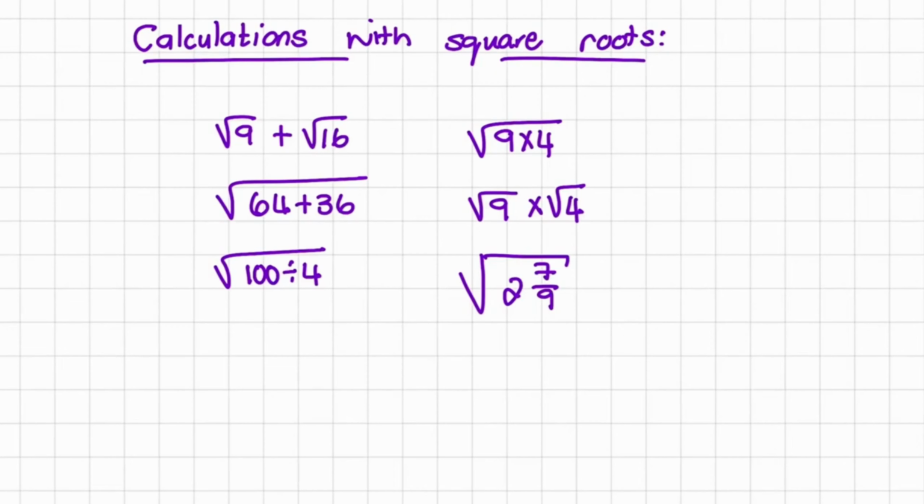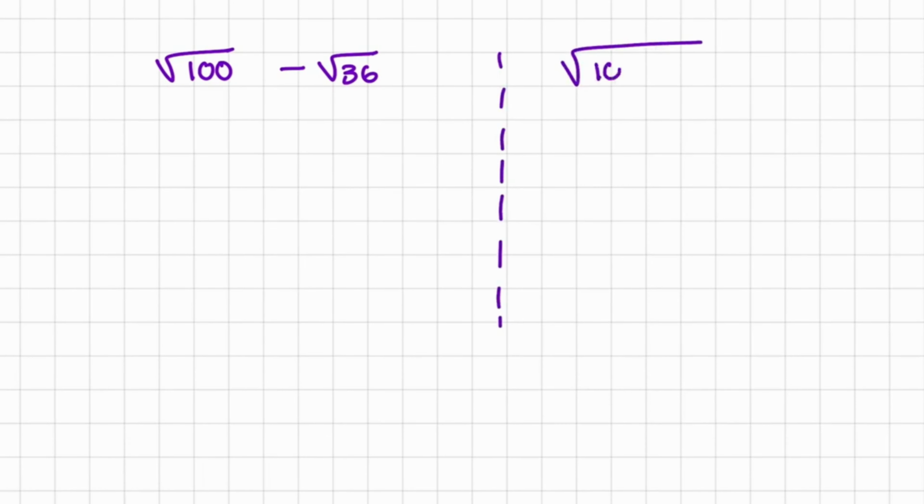In this video, we'll discuss basic calculations of square roots. Let us look at another example. Let's say we have a square root of 100 minus the square root of 36. And let's compare that to taking the square root of 100 minus 36.